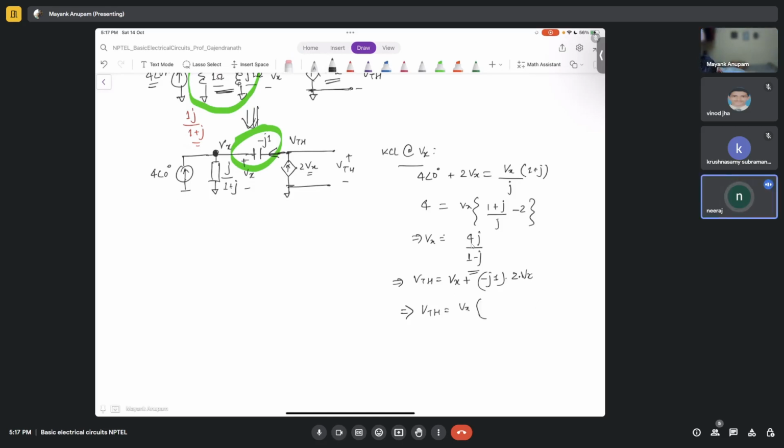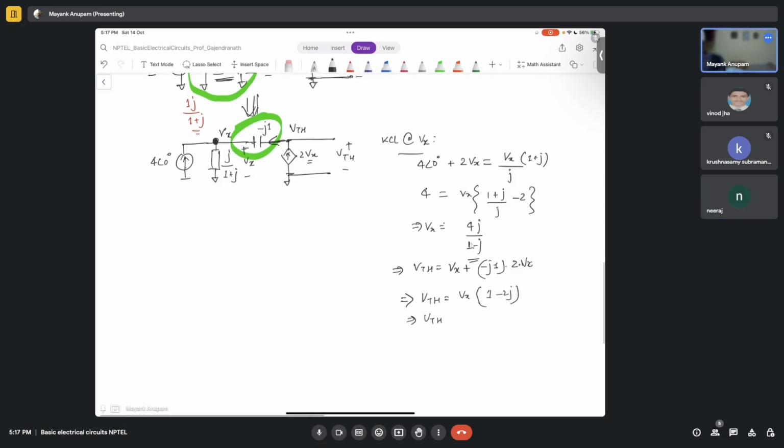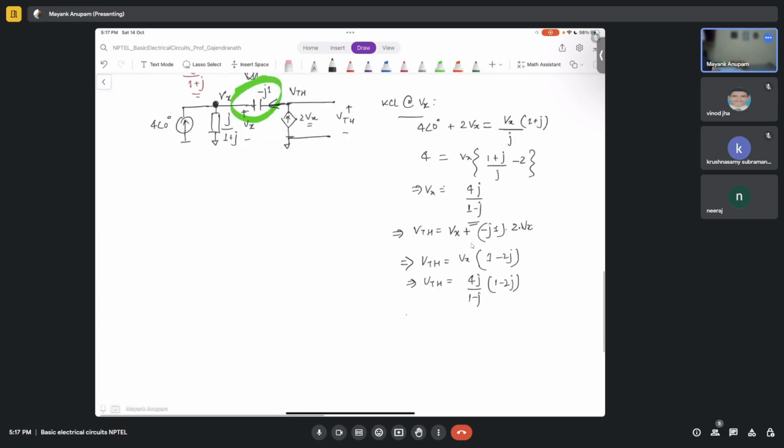1 minus 2j. So what is Vth? Vth is equal to 4j divided by 1 minus j into 1 minus 2j. Correct? What is that? 4j into 1 minus 2j into 1 plus j divided by 2, isn't it? So 2. And what is this?